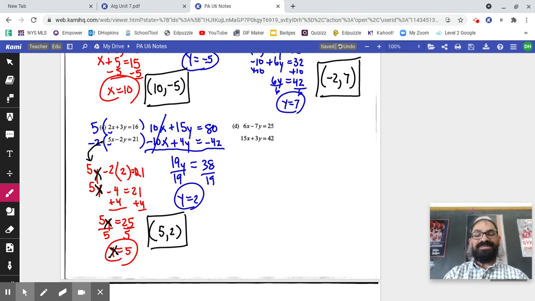Excellent. So I'd like you to try D for homework, and that will be the lesson for tomorrow. So pay attention to the next lesson, and I'll go over this problem. We'll see how you do. Good luck.